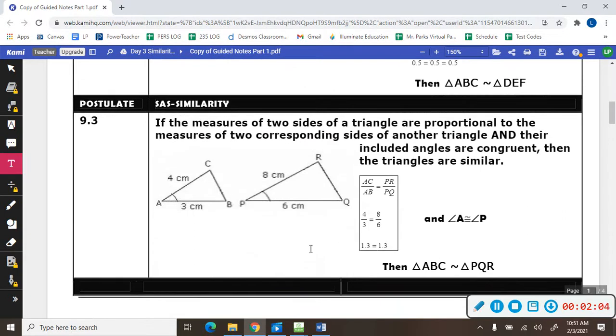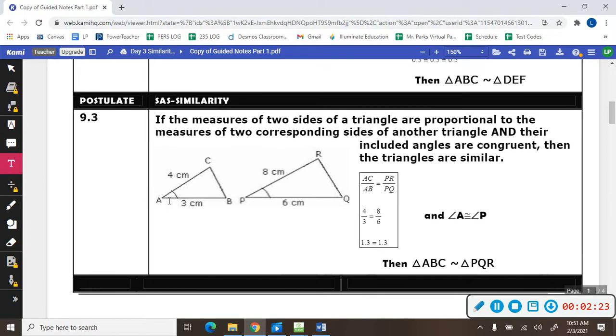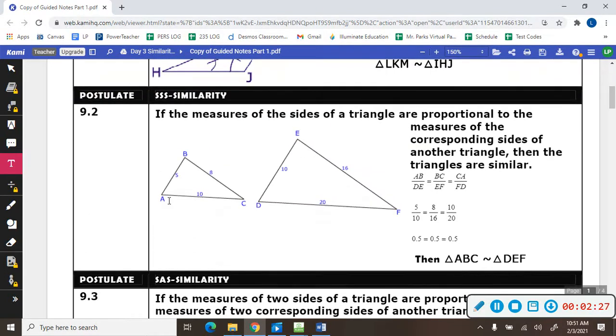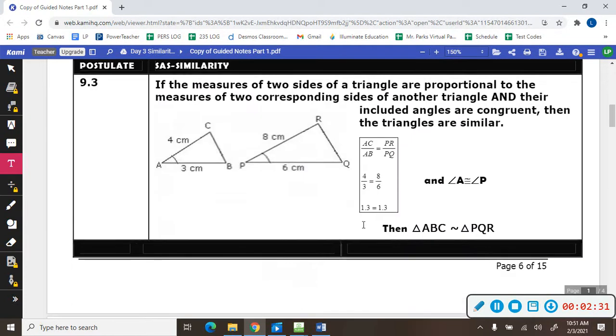Another postulate: if the measures of two sides of a triangle are proportional, so here 4 times 2 is 8, 3 times 2 is 6, so they're proportional, and the angle in between those are congruent, then that's also enough to show that they're similar. So here are some postulates: the SAS for similarity, the SSS for similarity, and the AA for similarity.